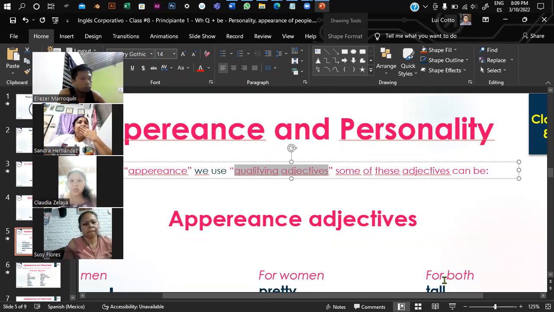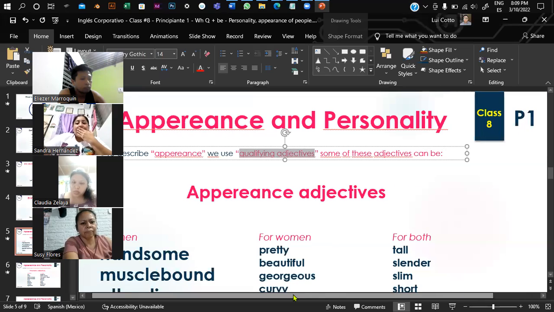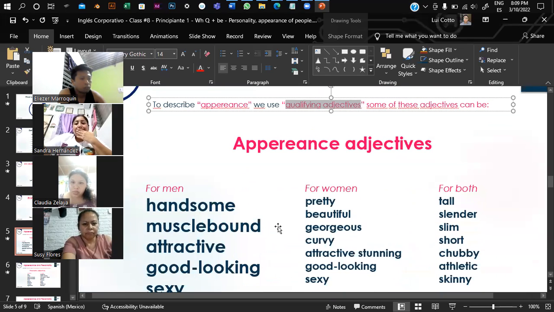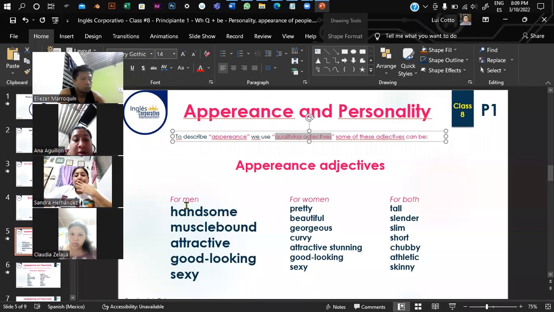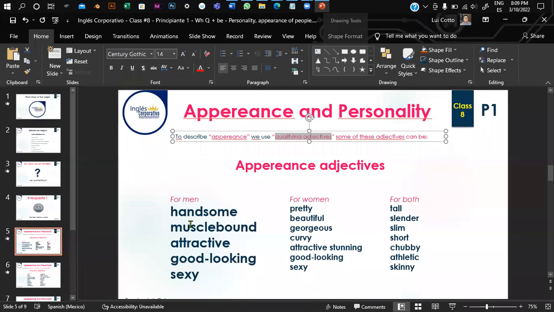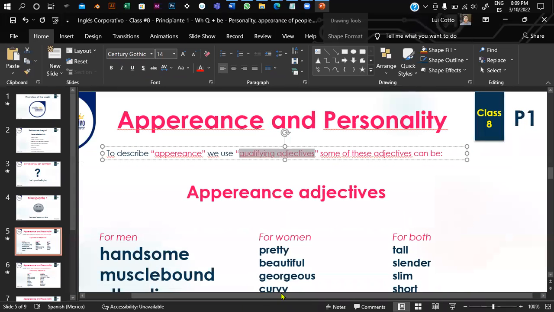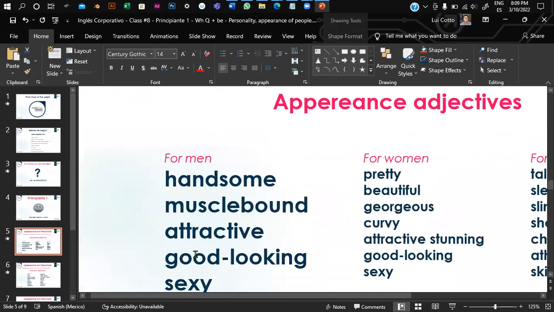Adjective. Okay, which appearance adjectives can we see here? Adjectives for men's appearance, for men. What is men? What is the meaning?